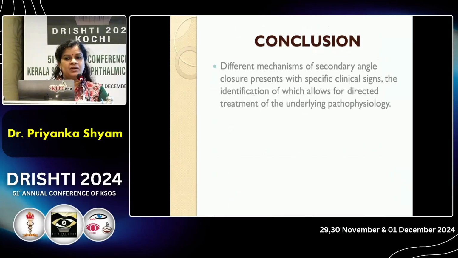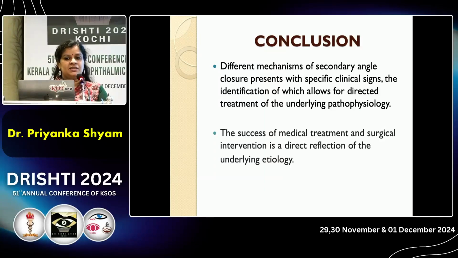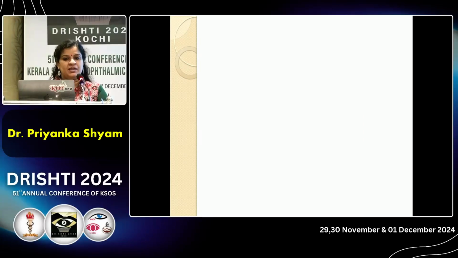To conclude, different mechanisms of secondary angle closure present with specific clinical signs, the identification of which allows for directed treatment of the underlying pathophysiology. Success of medical treatment and surgical intervention is a direct reflection of the underlying etiology.